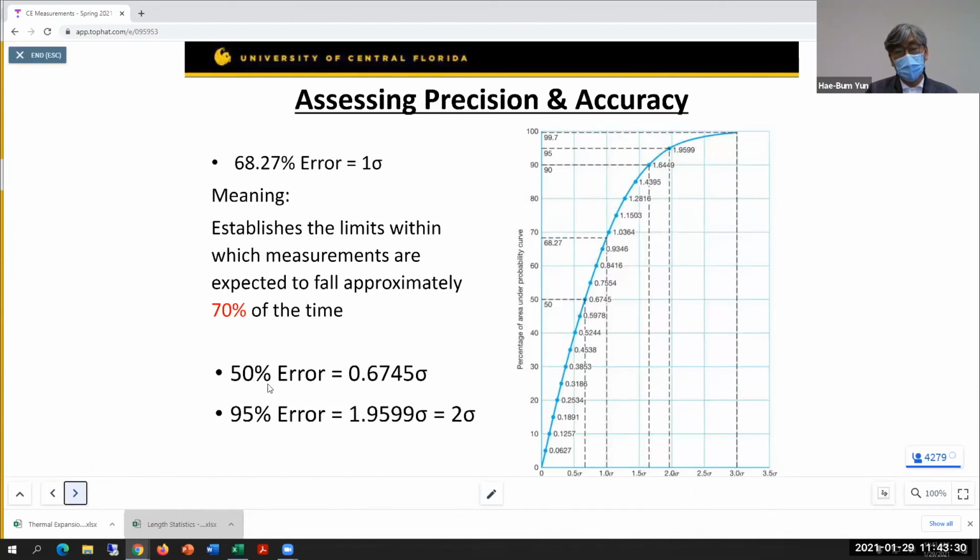If you look at the 50% error, if your land surveying project allows a 50% error, then that would be 0.6745 sigma. In many cases we require 95%, which is 2 sigma.